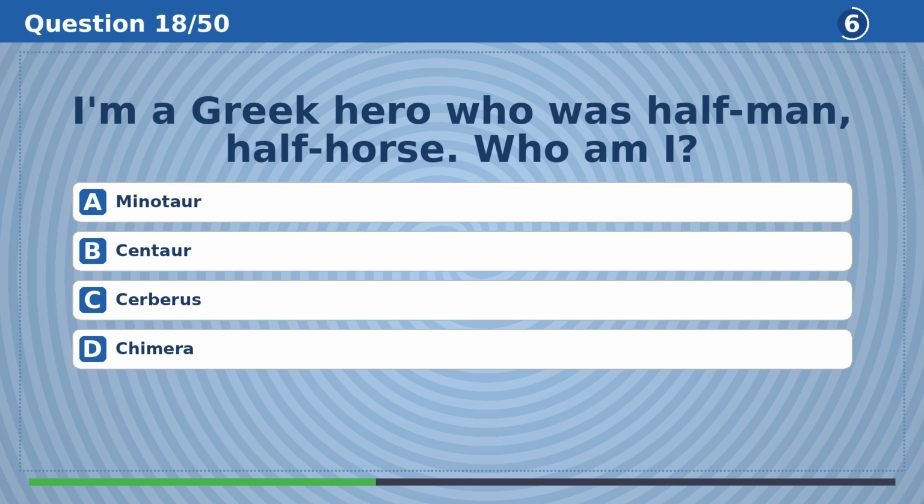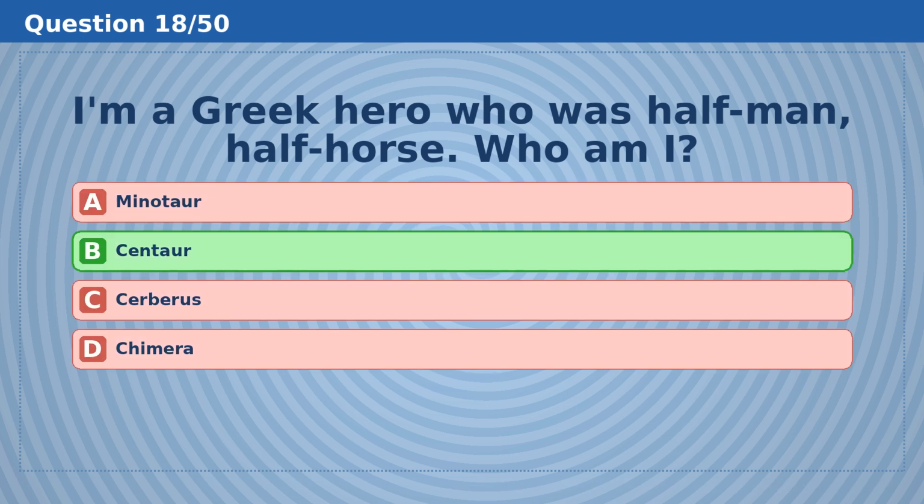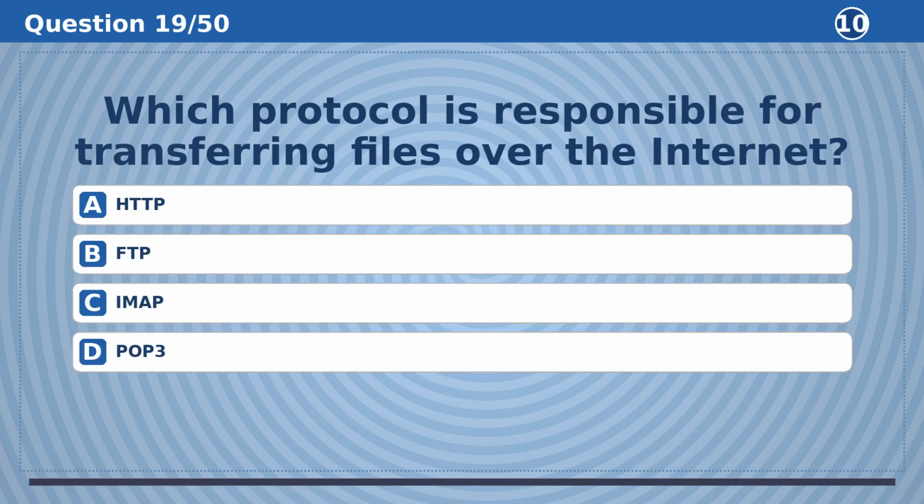I'm a Greek hero who was half man, half horse. Who am I? The answer is B, centaur.